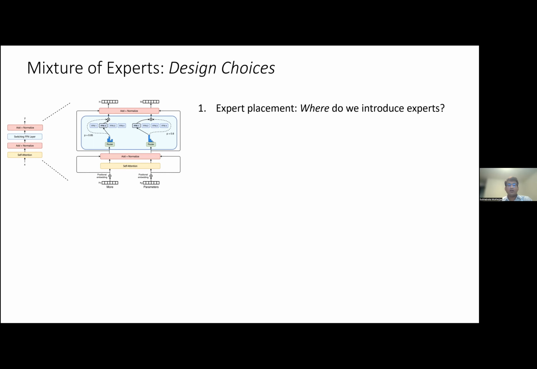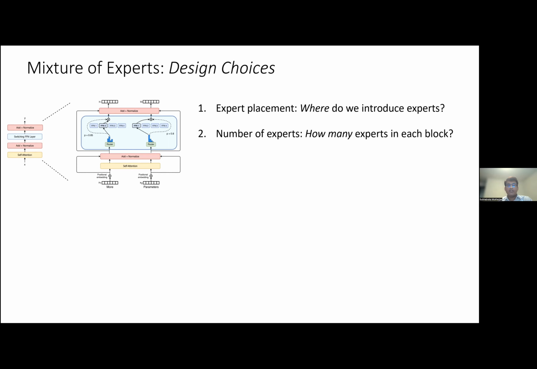Also, in this part of the talk, I'm going to focus on encoder-decoder models, and I will shortly explain the setting. In encoder-decoder models, you have an additional dimension: should you place experts differently on the encoder versus the decoder, and why would you make one choice versus the other?